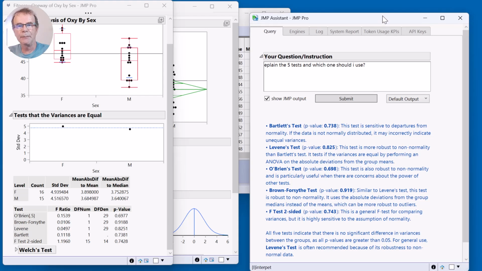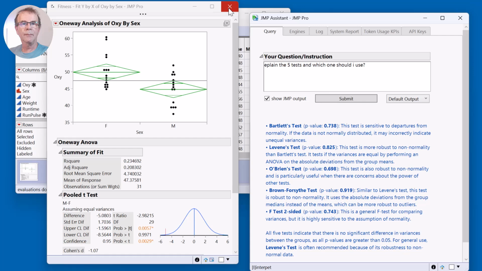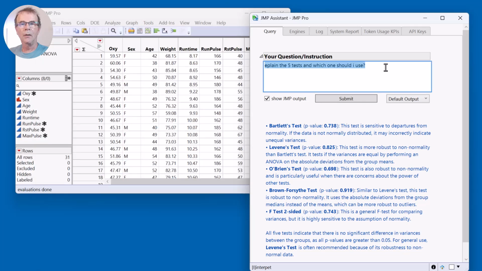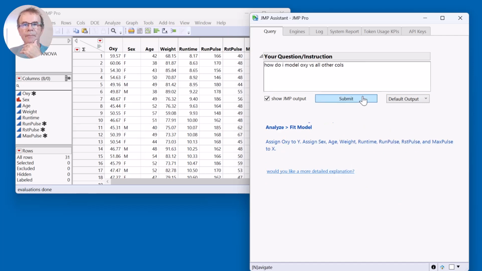I'd say that's reasonable. People would probably say choose Levene or Brown-Forsythe. I'm happy for it just to say Levene. So that's the execution. So let's take maybe some other examples here of working with all of this in combination. Let's model. Well, I could say, how do I model Oxy versus all other columns? This is really what we would do with this data set.